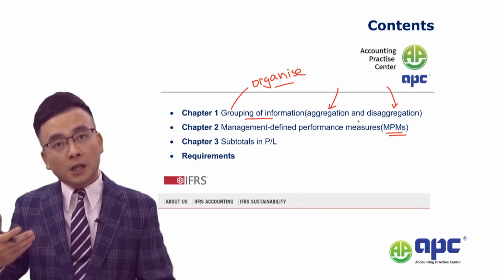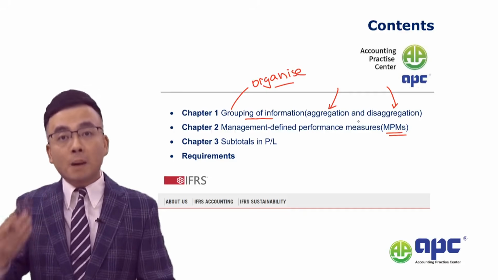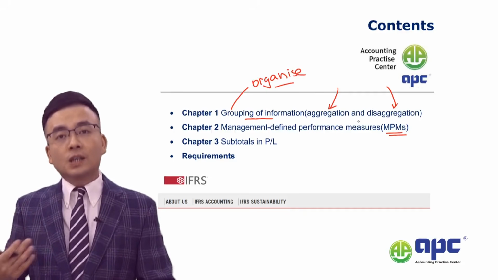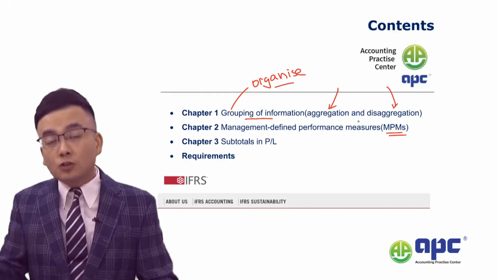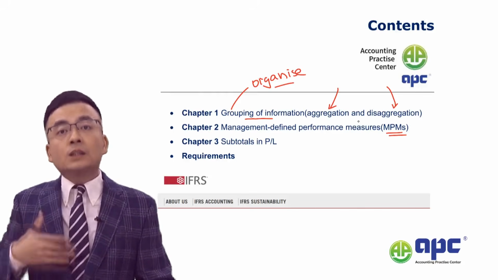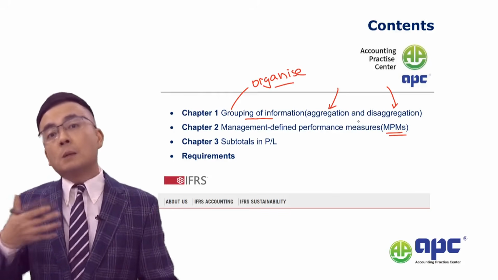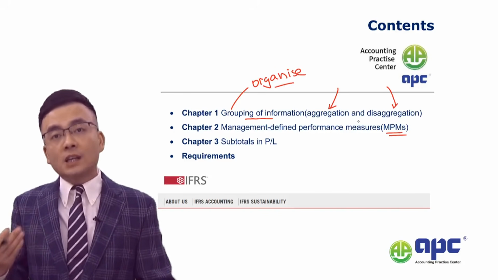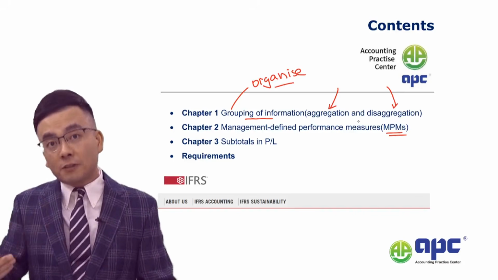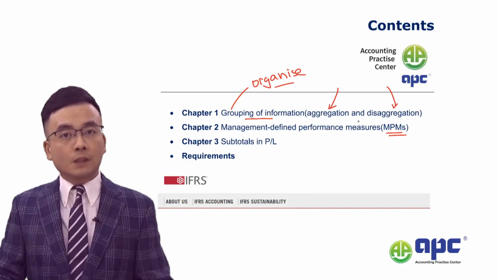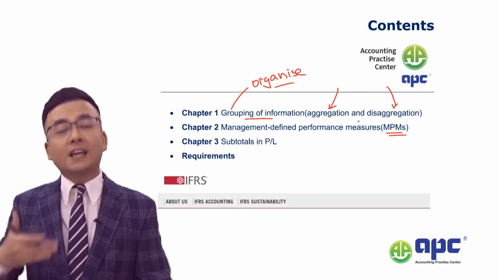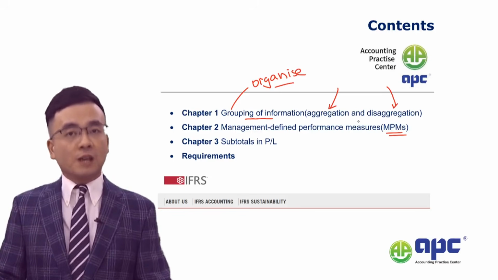or the KPIs that come from management's own imagination. In other words, any ratios or figures that come directly from IFRS would not fall into the management defined performance measures. A good example of this is gross profit. Gross profit is never an example of an MPM.